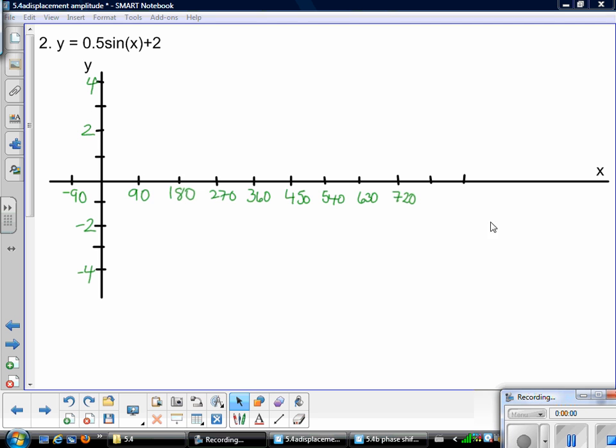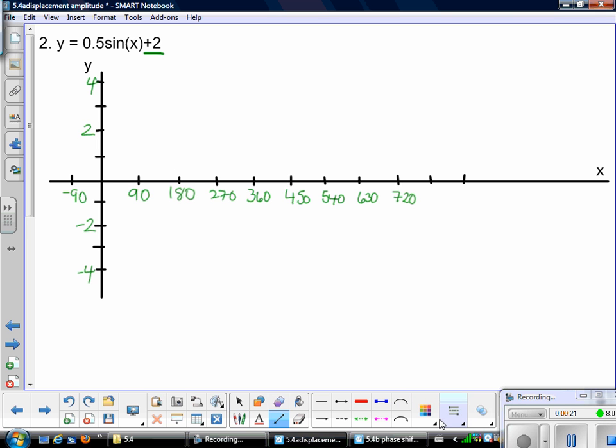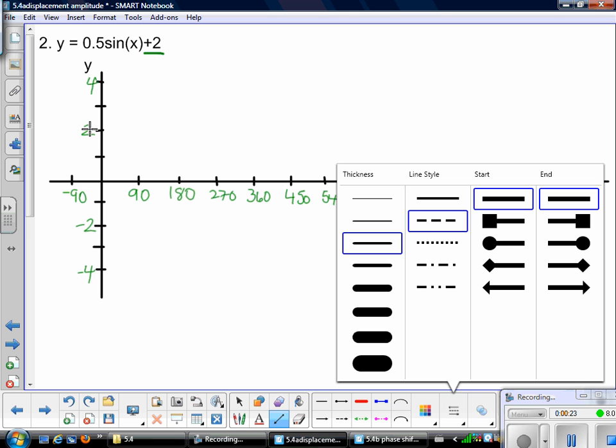The last two examples. So I took the time to label my x and my y-axis because I know that that does not change. Okay, the first thing that I must do is look to see where the middle of the graph is, my vertical displacement, which is 2. And so I'm going to put a dotted line on +2.